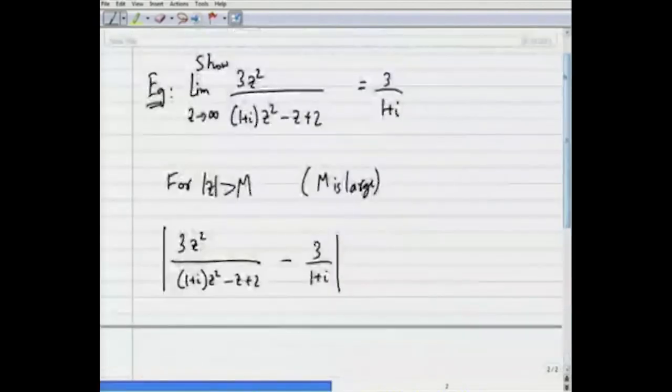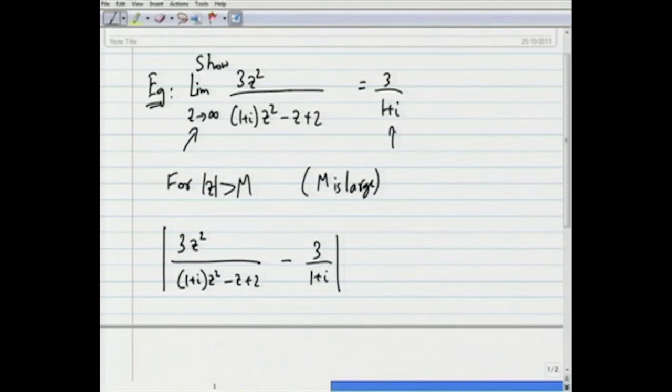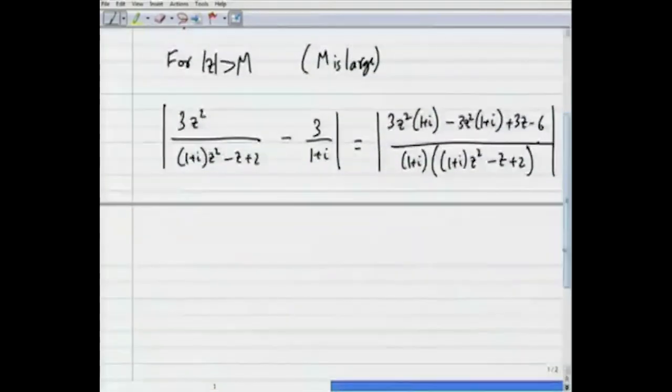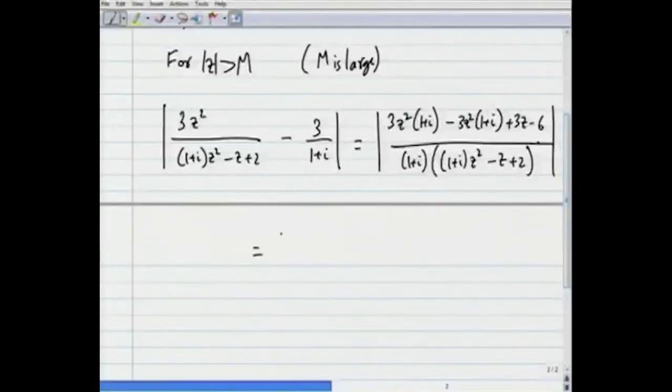Then we can conclude that the limit as z goes to infinity, by definition, of this expression is 3 by 1 plus i. Upon simplification, this gives me 3 z squared times 1 plus i, I will clear the denominator, minus 3 z squared times 1 plus i plus 3 z minus 6, divided by 1 plus i times 1 plus i z squared minus z plus 2. Upon cancellation I have 3 z minus 6 by 1 plus i times 1 plus i z squared minus z plus 2.